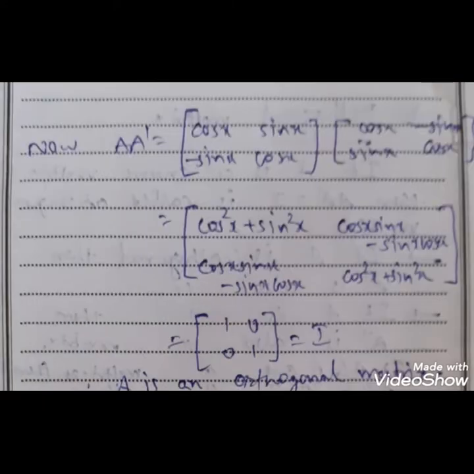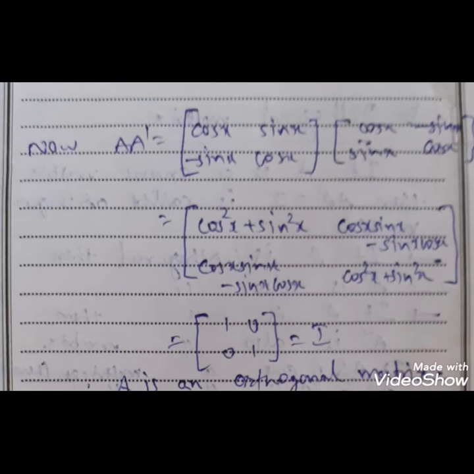To check the orthogonality of a given matrix, we take the multiplication of the given matrix and its transpose. Here the given matrix is cos x, sin x in the first row, and minus sin x, cos x in the second row. Its transpose can be written as cos x and minus sin x in the first row, and sin x and cos x in the second row. Now we take the multiplication of first row and first column. So we get cos square x plus sin square x.